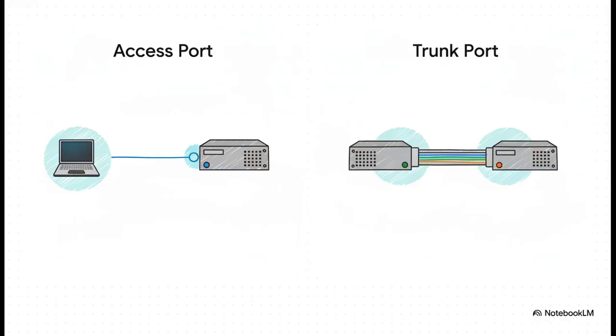Now, to make all this magic happen, the switch uses two different kinds of ports. Think of an access port like a normal door to an office. It connects one single device, like your PC, to its one specific VLAN. A trunk port, though, that's more like a main highway. It's a special kind of port that's designed to carry the traffic for all the different VLANs at the same time. This is how we connect our switch to other big network devices, like a router.